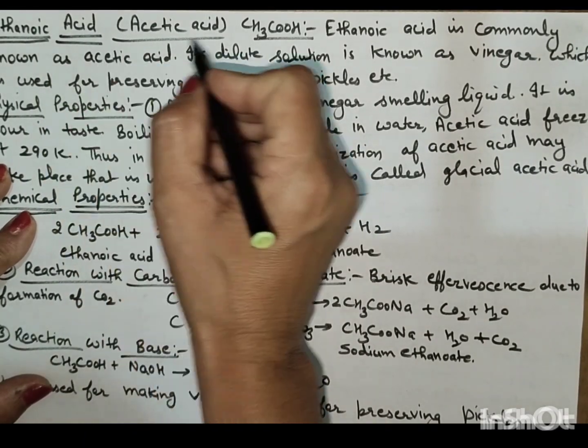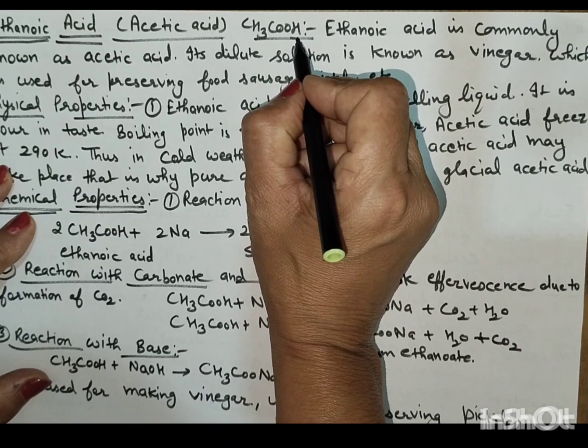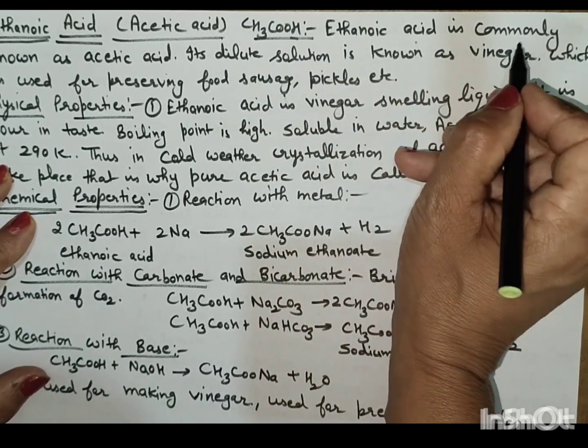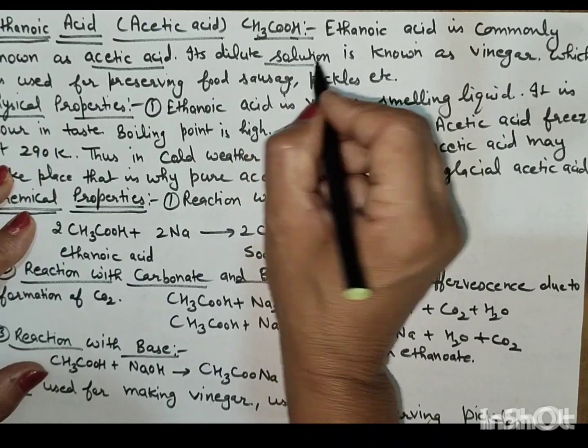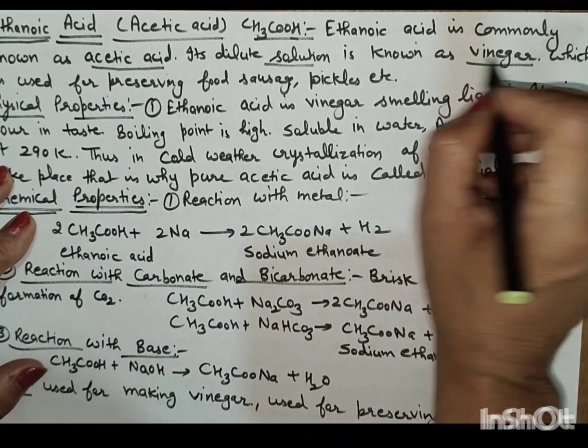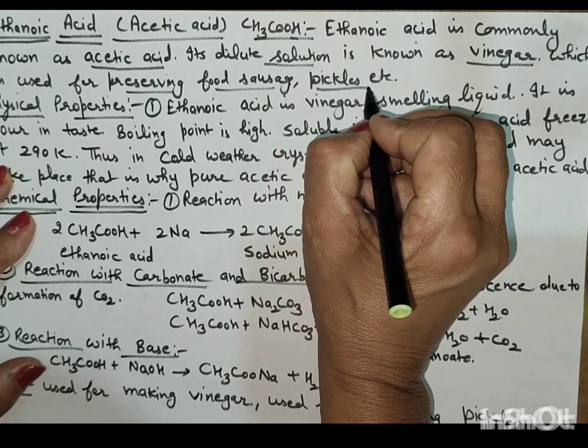Ethanoic acid, or acetic acid, and its formula is CH3COOH. Ethanoic acid is commonly known as acetic acid, and its dilute solution is known as vinegar, which is used for preserving food sources and pickles.